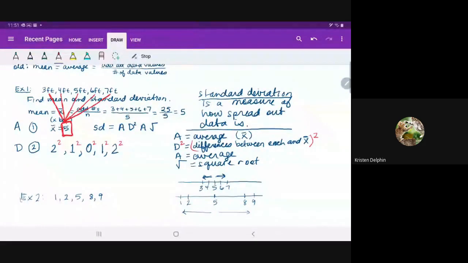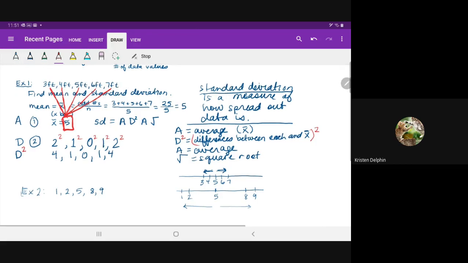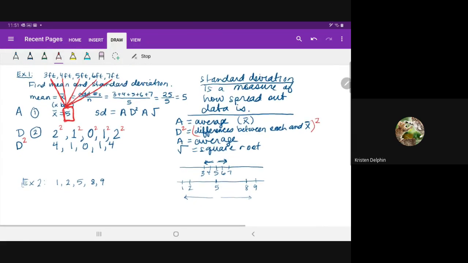Okay, so the little squares means you square each one. 4, 1, 0, 1, and 4. So this step here, step 2, has a D and then a squared. First, I find the differences, and then I square them.